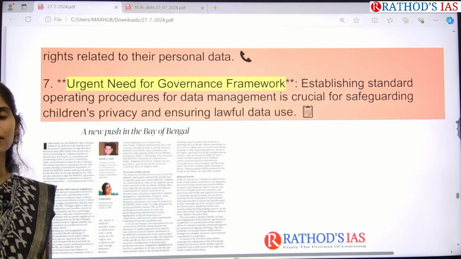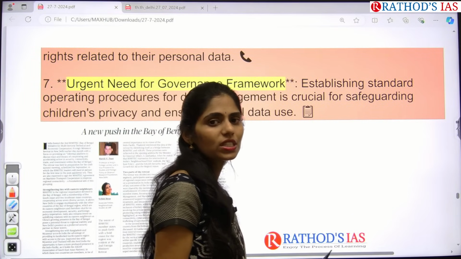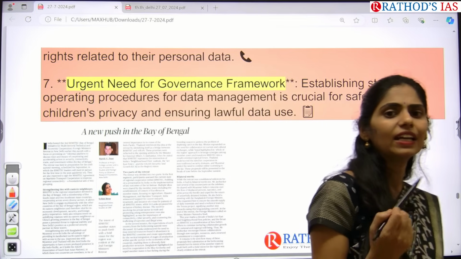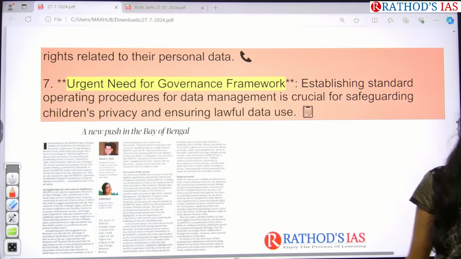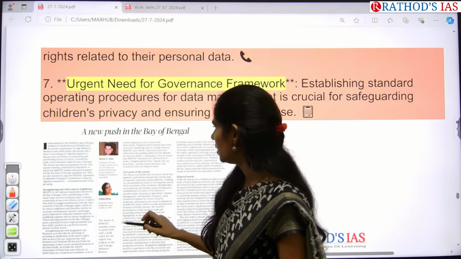So for all these things, to address this problem of data security, data privacy, data theft and data misuse, we need to have a proper governance framework. So this is the thing which it mainly said, okay.